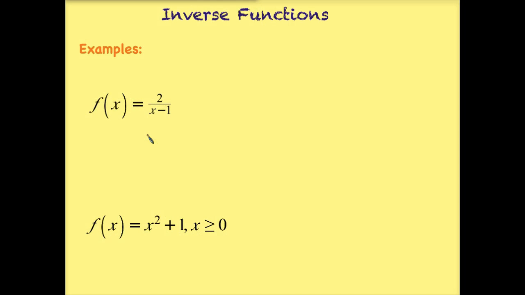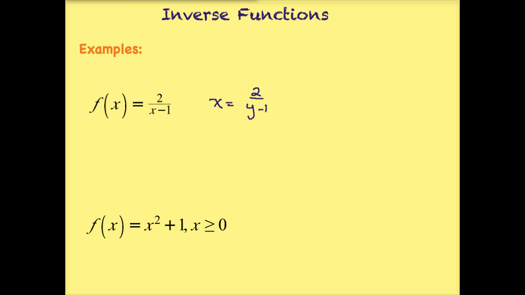Here's our example that we just looked at. So here's our function. If we follow our steps, then we know that our first step is going to be to rewrite the function with x and y reversed. So we would write it as x is equal to 2 over y minus 1. Then we'll need to write it in terms of x, so we'll solve for y.